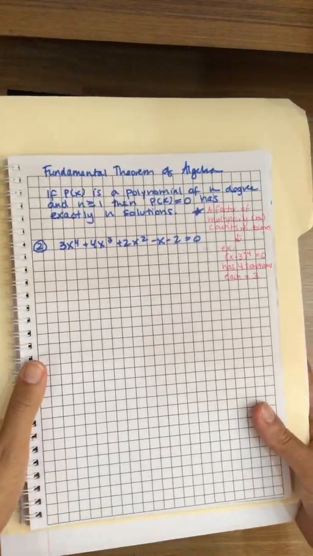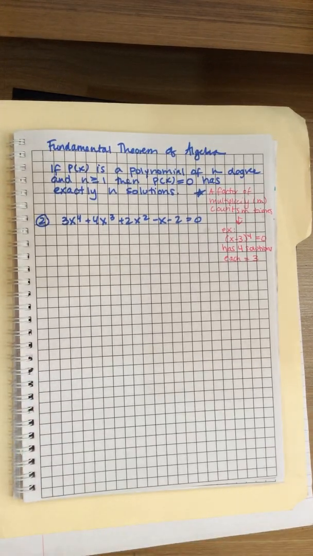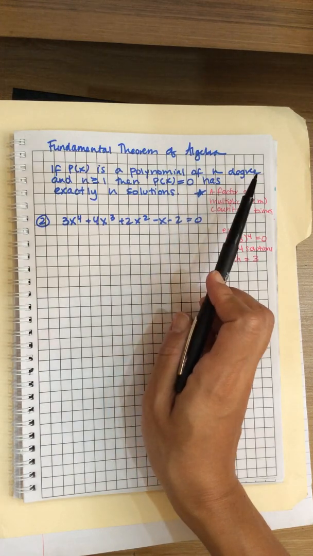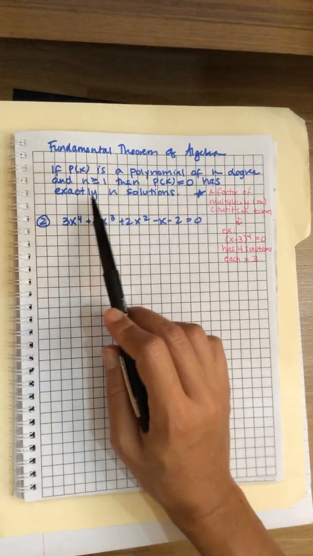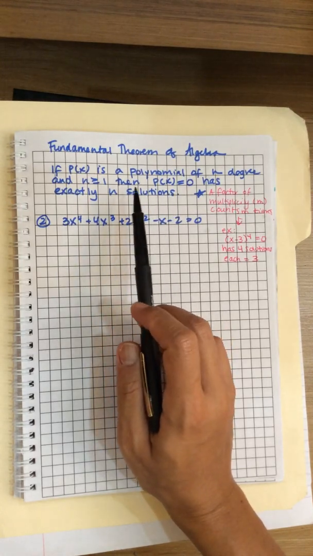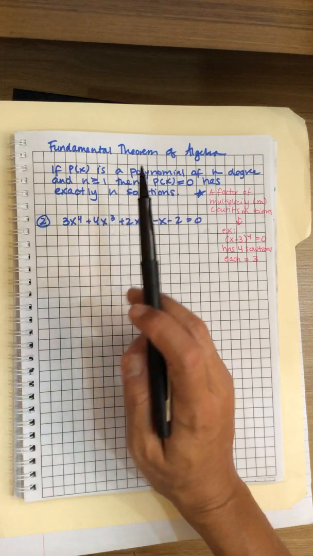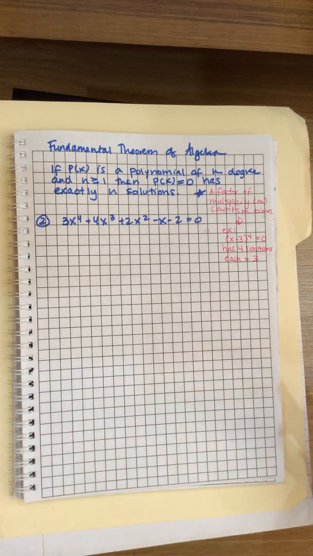So the next theorem we're going to learn about is the fundamental theorem of algebra, a big one, right? It's fundamental. This one is about knowing how many roots a polynomial has. So in this case, it says if p of x is a polynomial of degree n and n is greater than or equal to 1, then p of x equals 0 has exactly n solutions. So if it's a polynomial of 4th degree, we expect it to have 4 solutions. If it's a polynomial of 7 degrees, we expect it to have 7 solutions.